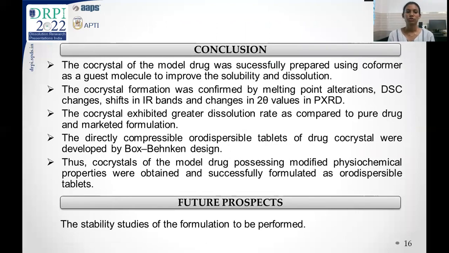The conclusion of my presentation is that the co-crystal of the model drug was successfully prepared using a coformer as a guest molecule to improve solubility and dissolution. The co-crystal formation was also confirmed by melting point alterations, DSC changes, shift in IR bands, and changes in 2 theta values in XRD. The co-crystal exhibited a greater dissolution rate as compared to the pure drug and marketed formulation. The oral disposable tablets were developed by Box-Behnken design, and the co-crystal of the model drug possessing modified physicochemical properties was obtained and successfully formulated as oral disposable tablets.